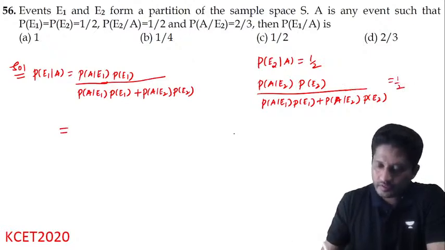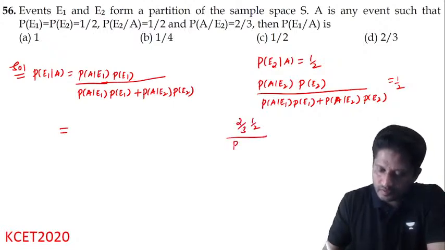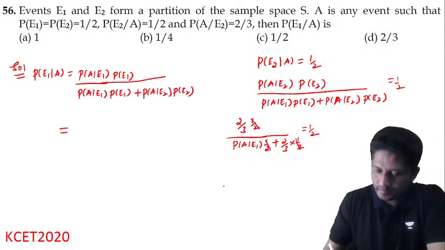P of A given E2 is 2 by 3. Yeah, this is 2 by 3. This fellow is 1 by 2. This I don't know, A given E1 I don't know. This is 1 by 2. A given E2 is 2 by 3. This is 1 by 2, which is equal to half. This 1 by 2 will cancel. If I take LCM 3, 3 will get cancelled.